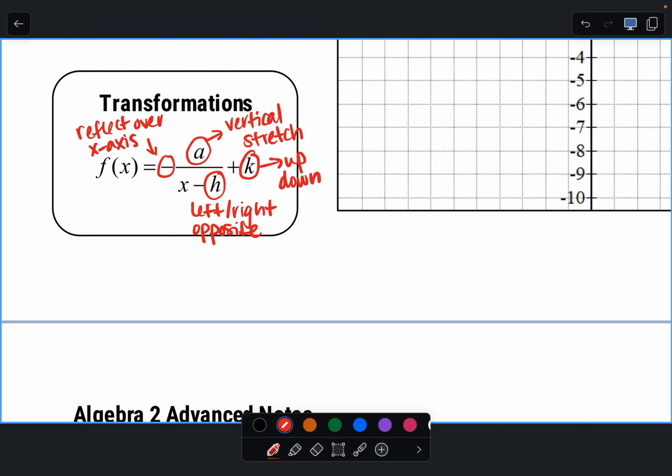Yes? Is there anything that would be a reflection over the y-axis? Not that we're going to give you. If it were, it would be within the denominator, but because it's hard to identify when it's inside, we just treat it as an x-axis reflection.